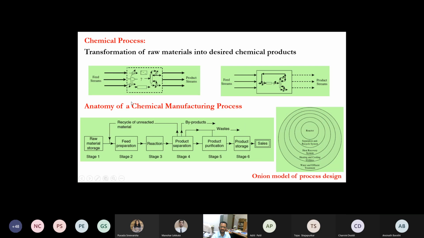Then we talked about what is a chemical process. It is a two-step process: identification of unit operations and arranging the unit operations in a proper manner. Then the general anatomy of the chemical manufacturing process we discussed using an example of a process for manufacturing of Al2O3. This conventional process is also expressed in terms of the onion model.